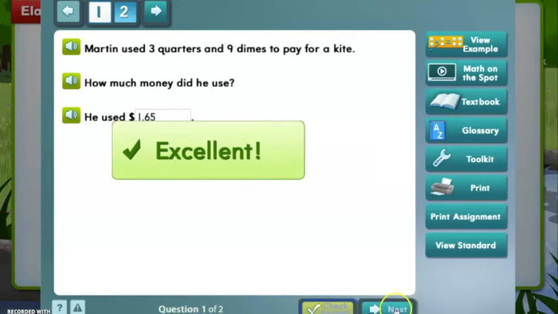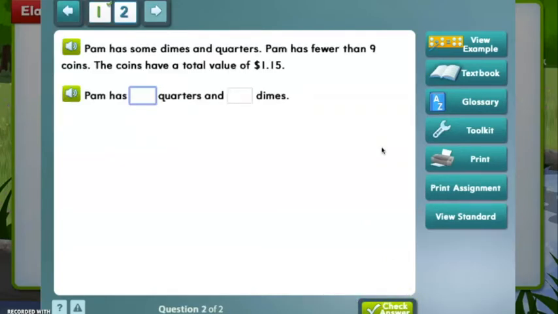Excellent! Okay. All right, our second question says Pam has some dimes and quarters. Pam has fewer than 9 coins. The coins have a total value of $1.15. So remember, she can only use quarters and dimes. She can't use nickels, and she can't use pennies.